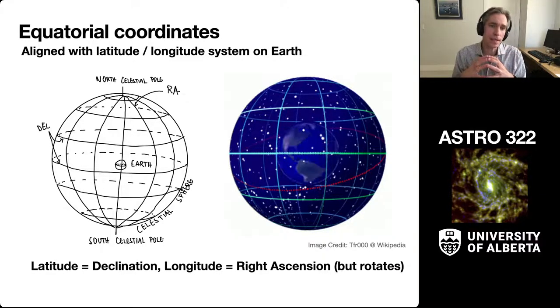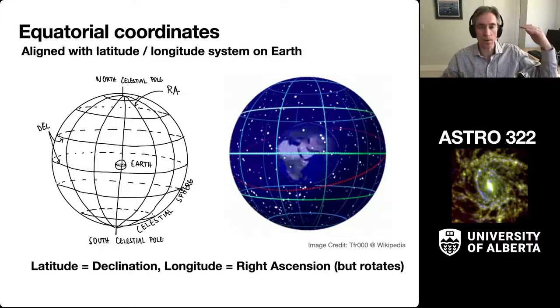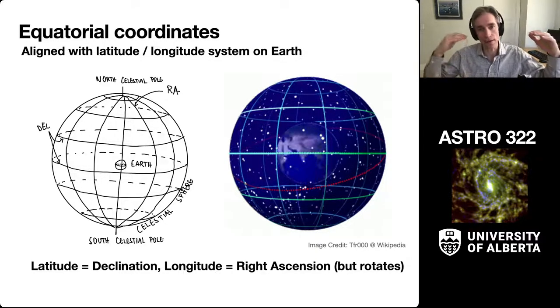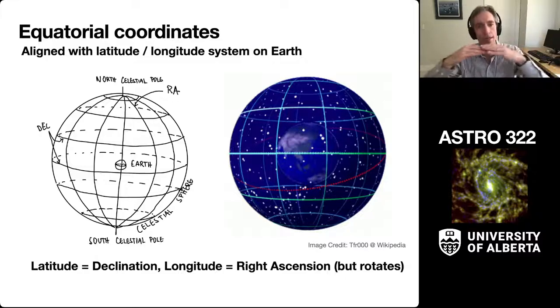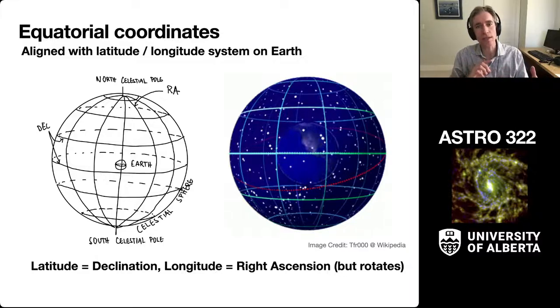This means that there's a good correspondence between lines of declination on the celestial sphere and lines of latitude on the Earth. Those are always lined up because the Earth is rotationally symmetric in a way that the lines of latitude remain fixed. But what's changing is the relationship between longitude and the right ascension of the stars.